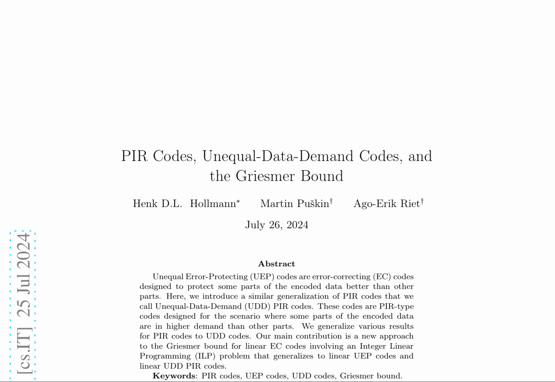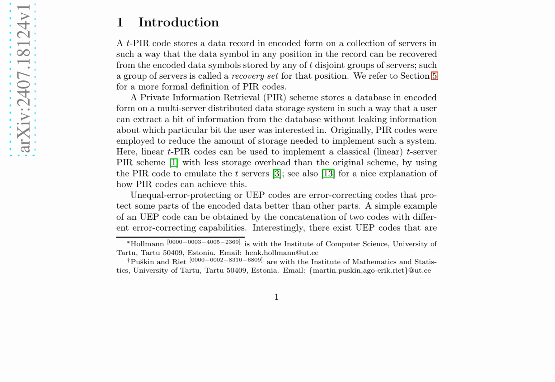The concept of UEP codes is introduced as error-correcting codes that provide different levels of protection to various parts of the encoded data. A simple example of a UEP code is given through the concatenation of two codes with different error-correcting capabilities. The existence of UEP codes that outperform concatenated codes is noted.